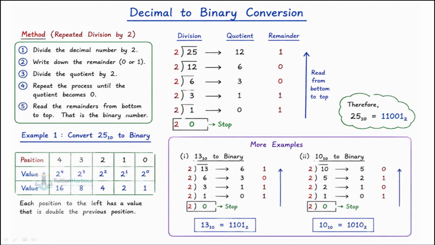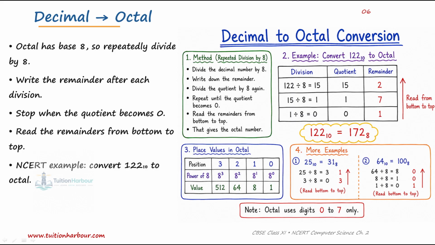Some of the examples for decimal to binary conversions are given here. You can pause the video and observe it carefully. For decimal to octal, divide by 8. For 122, the remainders are 2, 7 and 1. Reading upward gives 172. Therefore, 122 decimal equals 172 octal.